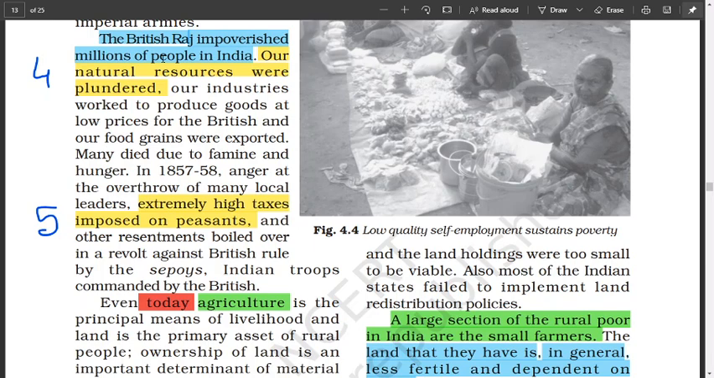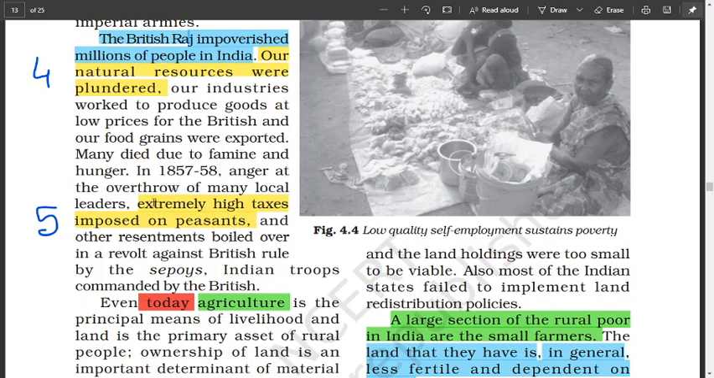Natural resources were plundered. India was known to have rich natural resources. You talk about forests, you talk about mineral resources, but all these were plundered and exploited for the sake of the industrial revolution in Britain. So that's another problem that we face.